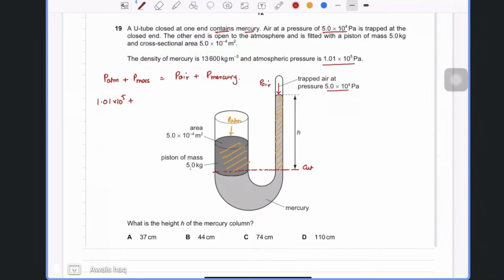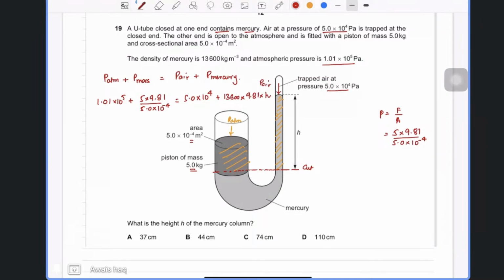If you see, it has a mass and it has an area. Because pressure is given by force over area, mass times 9.81 will be the force, which is the weight, and the area will be 5.0 times 10 raised to minus 4. So I'm going to add this here. Air pressure is given as 5.0 times 10 raised to 4, and we need to find the rho gh. So density of mercury is 13,600, the g is 9.81, and the height of the mercury is h. Now we have to solve this.